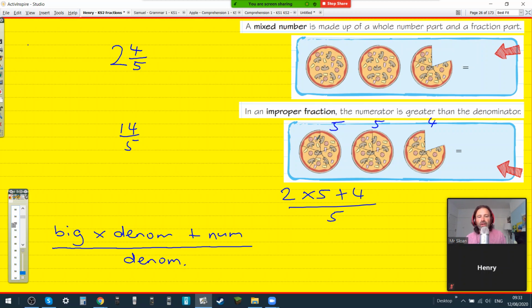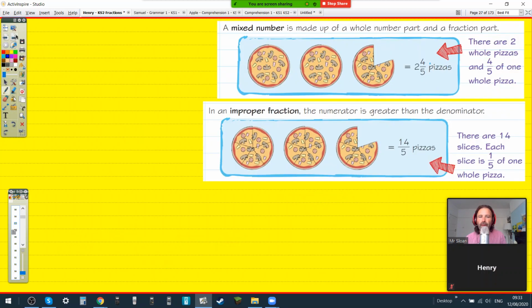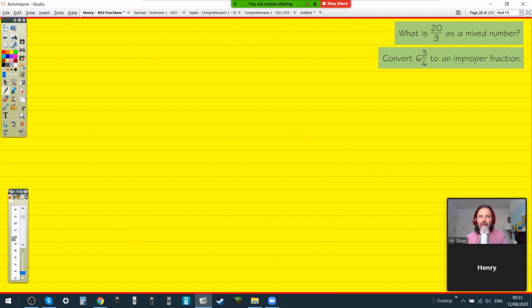So you got that one correct, and this is just in general, and we'll try doing it. So big whole number, maybe I should call it a whole number, times bottom number plus numerator, top number, all over denominator. So we'll give this a go. Okay, so let's try this one, 6 3/4.